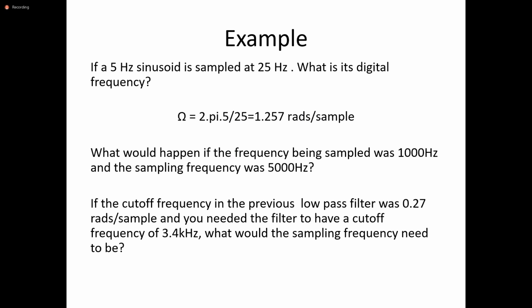So if we had a sampling frequency of, say, 5,000 Hertz, and we were interested in what is the digital frequency of a 1000 hertz signal, then we know that it would be 1/5, so it would simply be the same thing.